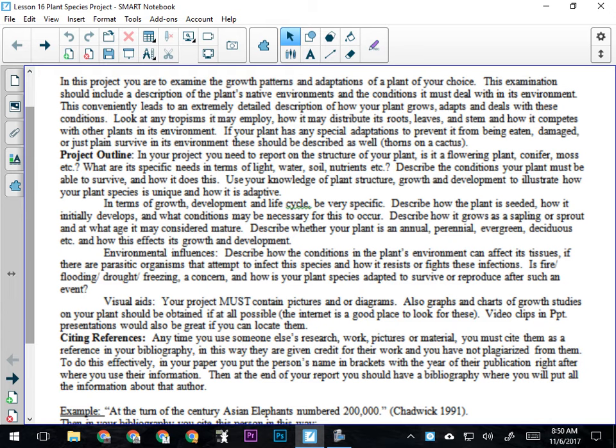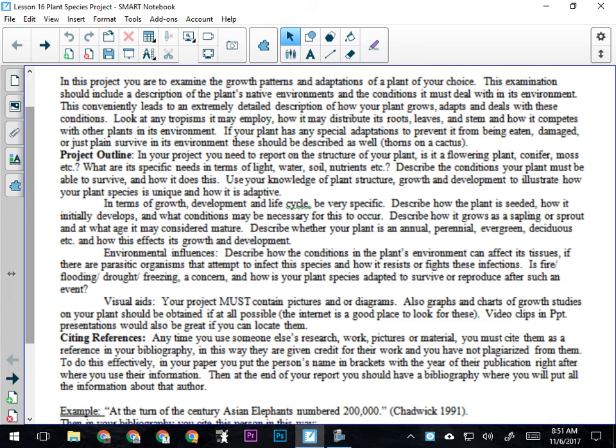In terms of growth, development, and life cycle, be specific. Describe how the plant is seeded. Do its seeds come out of cones? Are they spores that are windborne? Are they in a fruit? How does it initially develop? What conditions may be necessary for this to occur? We talked about how, like a lodgepole pine, seeds don't get released until the cones are burned. Are there special conditions? Does it have to be eaten and pass through the gut of an animal? Describe how it grows as a sapling or sprout, and at what age it may be considered mature.